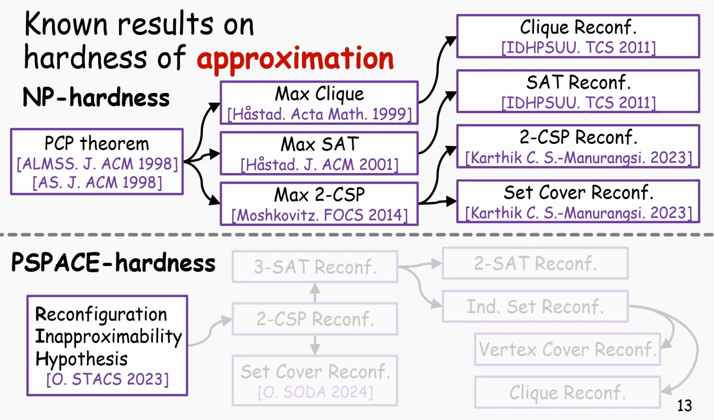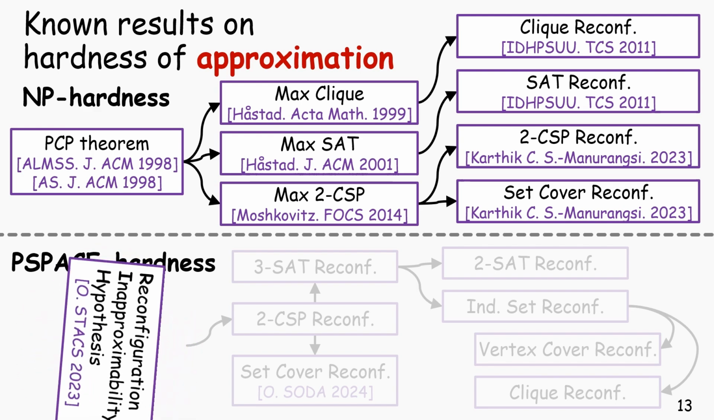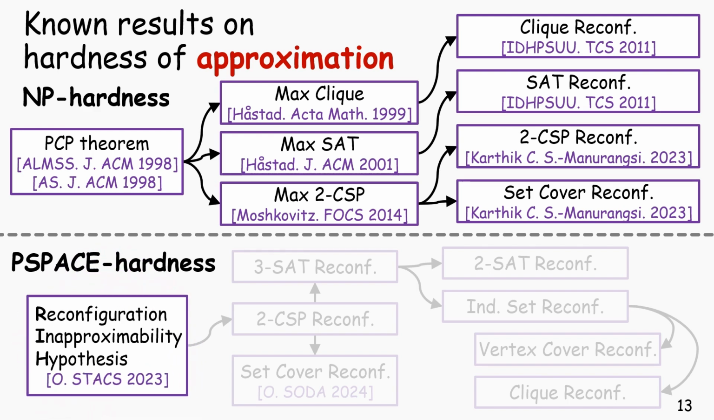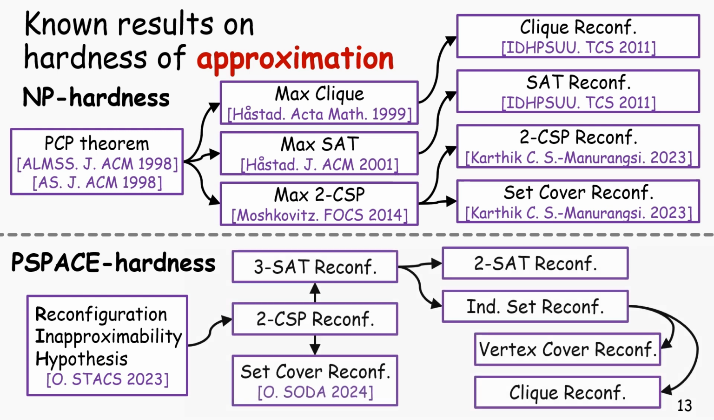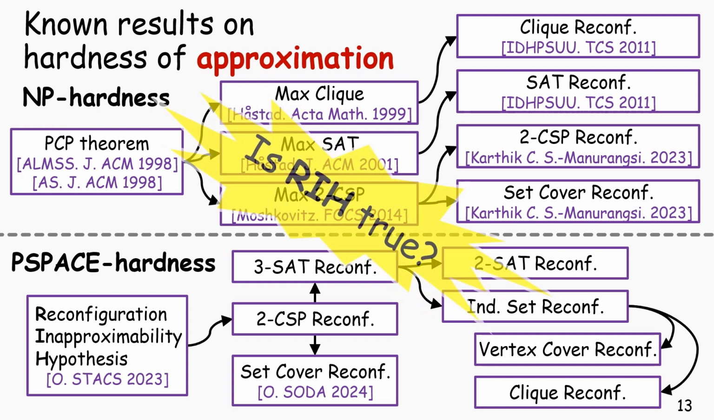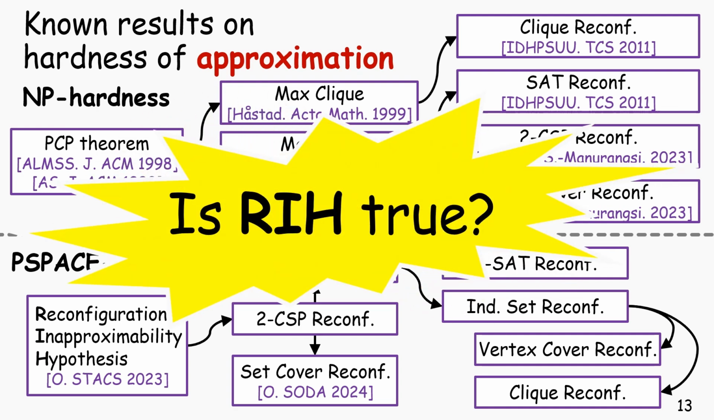Last year, I proposed a working hypothesis called the Reconfiguration Inapproximability Hypothesis, RIH. And assuming RIH, many reconfiguration problems are PSPACE-hard to approximate within a constant factor, such as the reconfiguration problems of CSP, satisfiability, and graph problems. So the central question in hardness of approximation for reconfiguration problems is whether RIH is true or not.